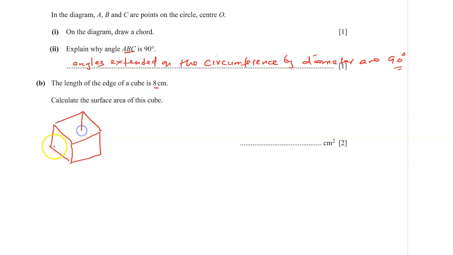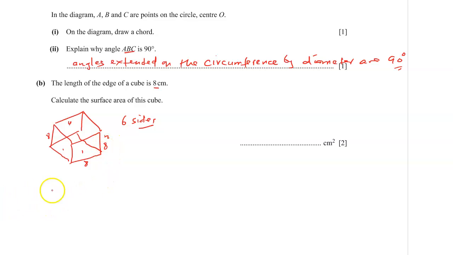This is a cube right there. So how many sides does it have? 1, 2, 3, 4, then top one 5, the bottom one 6. 6 sides, and each one of these is 8 centimeters. Each of these sides is 8 centimeters, right?